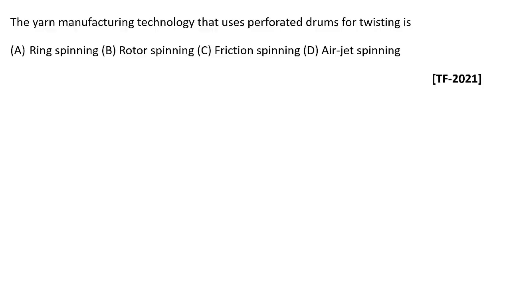It is also a 1 mark question. It says: the yarn manufacturing technology that uses perforated drums for twisting. Option A is ring spinning, second one is rotor spinning, third one is friction spinning, fourth one is air jet spinning. If we talk about which type of technology uses perforated drums, and if you have read these spinning processes, then you must answer. It is a very simple question. If you know about friction spinning, then option C is the right answer.